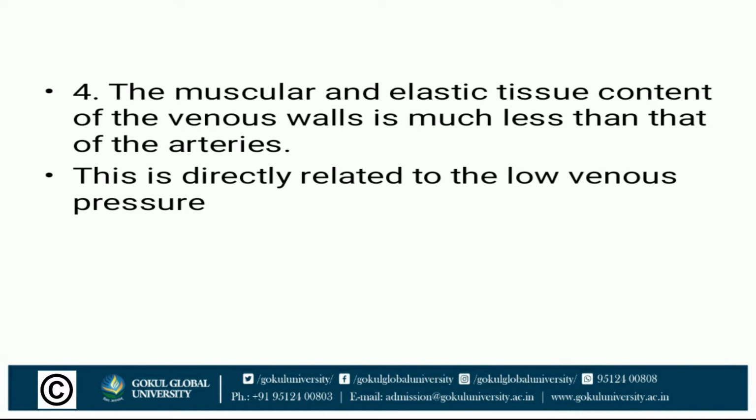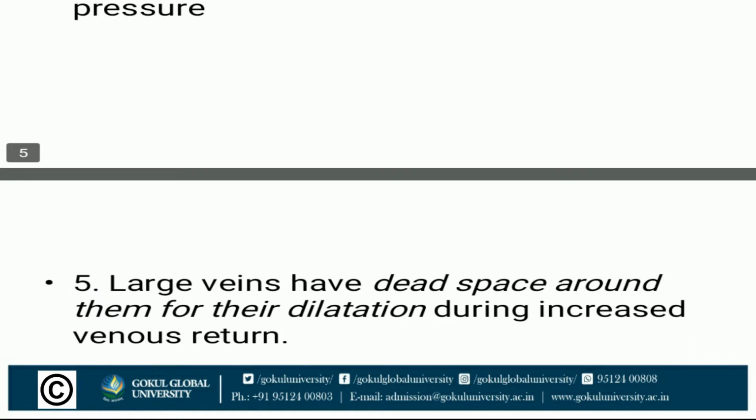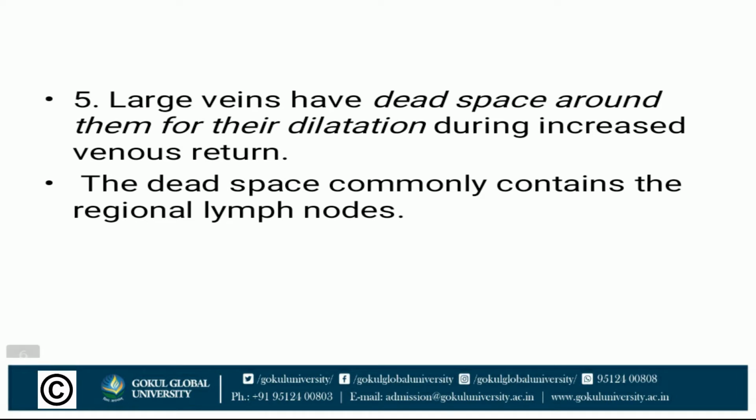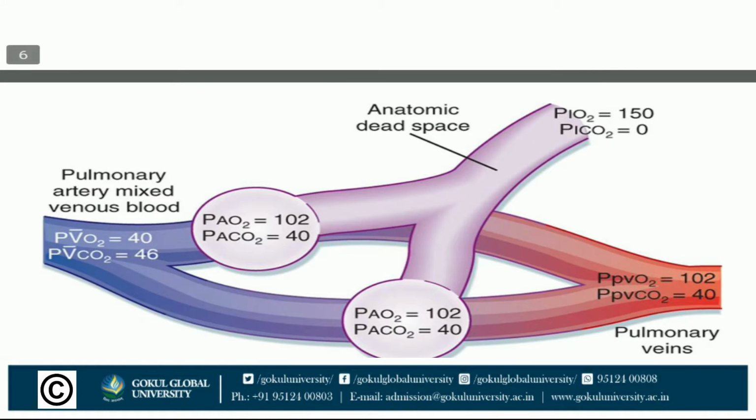The muscular and elastic tissue content of the venous wall is much less than that of the arteries. This is directly related to low venous pressure. Large veins have dead space around them for dilation during increased venous return. This is important during increased venous return. The dead space commonly contains regional lymph nodes. In this diagram, you can see the anatomical dead space for increased venous pressure, as well as the regional lymph nodes.